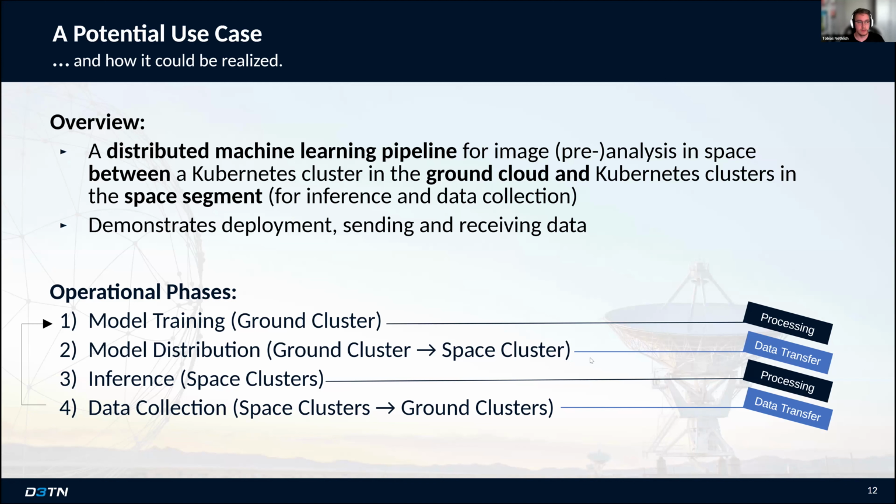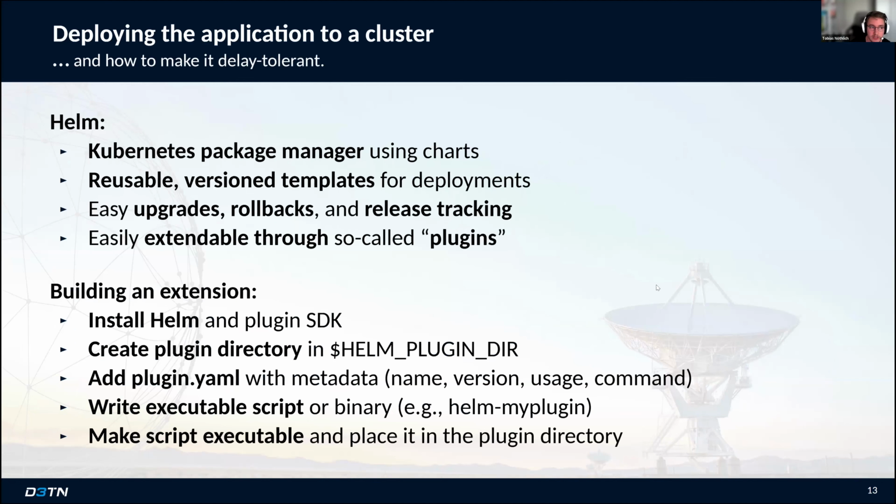Now we know what we need to deploy. The question is, how do we deploy it? Well, we thought about using Helm for this. Helm is a Kubernetes package manager, which uses charts. Charts are reusable version templates for deployment. This allows for easy upgrades, rollbacks, and release tracking. And what's very nice for our use case is that it is easily extendable through so-called plugins.